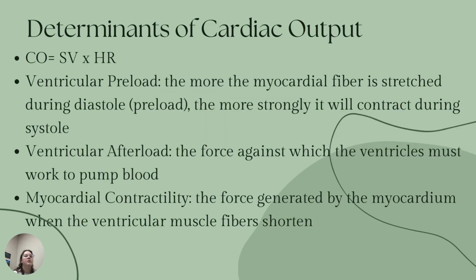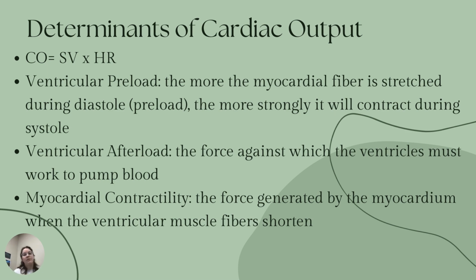So the determinants of cardiac output, your equation for that is going to be your cardiac output equals your stroke volume times your heart rate. Your stroke volume is determined by 3 things: the ventricular preload, ventricular afterload, and the myocardial contractility. The ventricular preload is when the myocardial fiber is stretched during diastole and it contracts more strongly during systole because of how far it's been stretched. This means that the myocardial contractility will be greater because it's being stretched to the max.